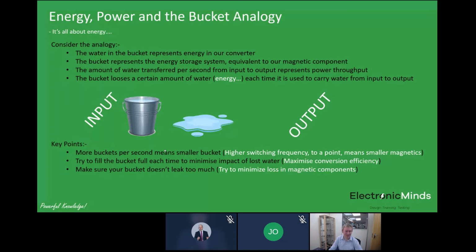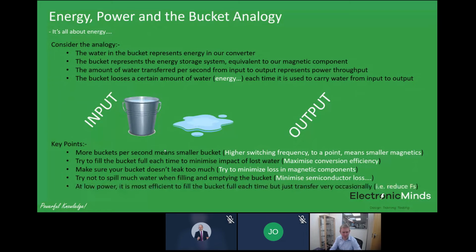I like this analogy. You need to make sure your bucket doesn't leak too much, and that's directly comparable to trying to minimize the loss in magnetic components, because your magnetic components is generally what's storing the energy whilst you're transferring it. You should also try not to spill much water when you fill and empty your bucket, and that correlates to minimizing semiconductor loss. So I think this is quite a useful way to describe the power transfer process.